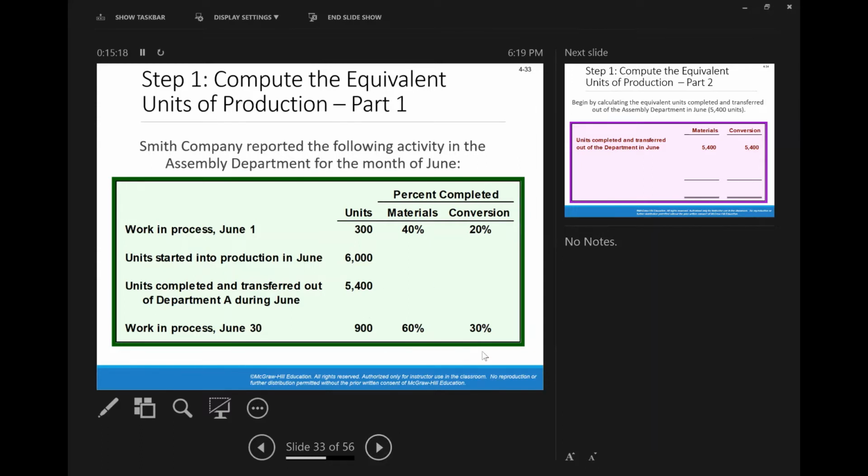At the end, it tells us for the material, we're 60% complete. For the conversion cost, we're about 30% complete. So the 900 that's left in work in process, we're going to use those percentages times the 900 to calculate our cost for that work in process. Okay.